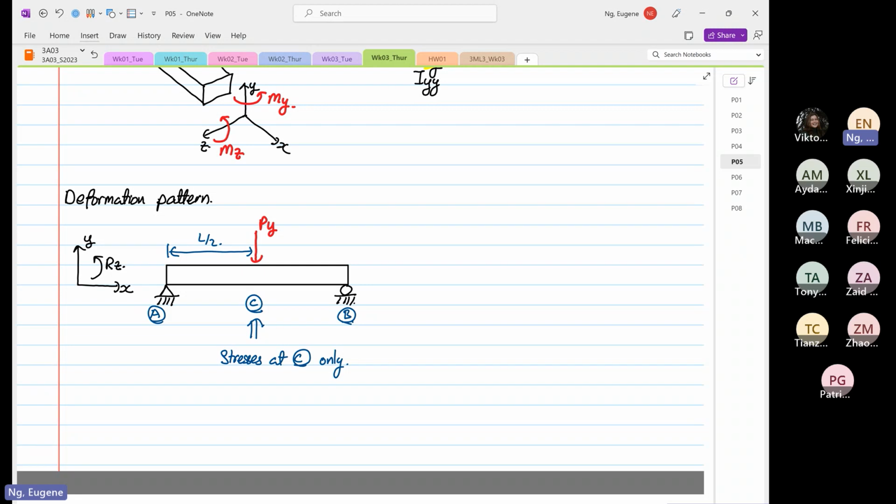Can anyone tell me why we focus at point C only? We are not interested at point A and point B. Anyone, please? Why don't we focus our stress analysis at point A and point B? Anyone? C has the most deflection. Yeah. So what? You are right. C has the most deflection. So what? So what if it has the most deflection? It would be the first place to crack or break. Yeah, absolutely right.